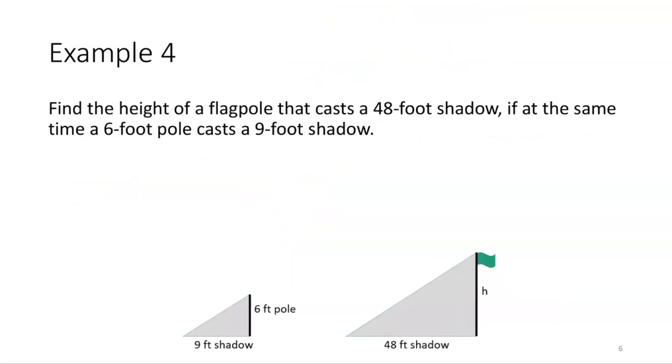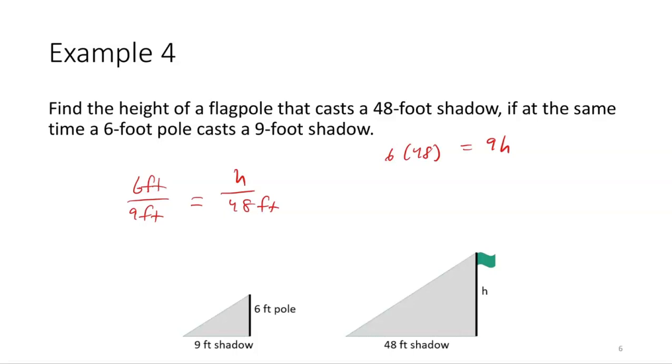So let's find the height of the flagpole that casts a 48-foot shadow, if at the same time a 6-foot pole casts a 9-foot shadow. You can think of shadows as forming similar triangles. On the left, we can do a ratio of 6 feet to the 9-foot shadow. That's going to equal the height of the triangle on the right to its shadow. So 6 to 9 is equal to h to 48. So it's going to be 6 times 48 equal to 9 times h.